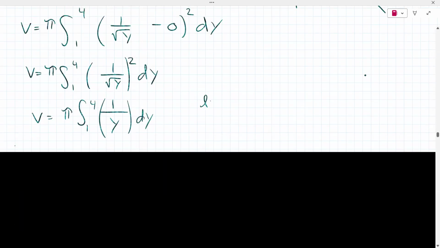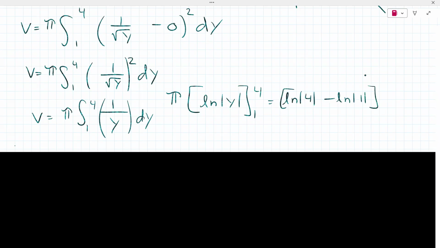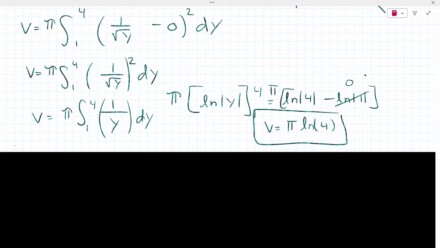It's easy. It's ln of absolute value y. And then we plug in our boundaries from 1 to 4. And don't forget, we still factor out pi. So it's going to be ln of absolute value 4 minus ln of absolute value 1, and we are multiplying by pi. So your final volume is going to be pi ln of 4, because ln of 1 is 0. Okay, there's your final answer.